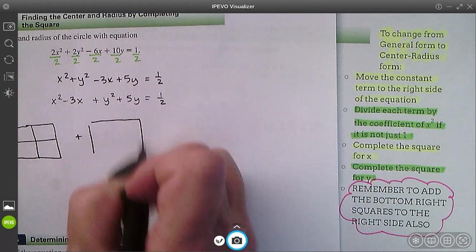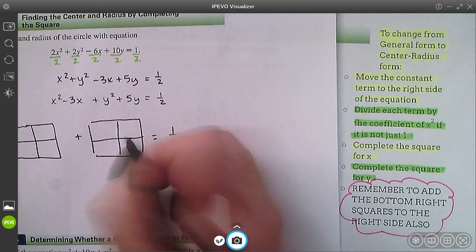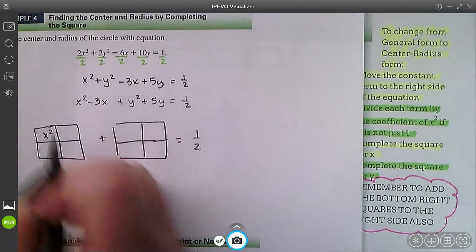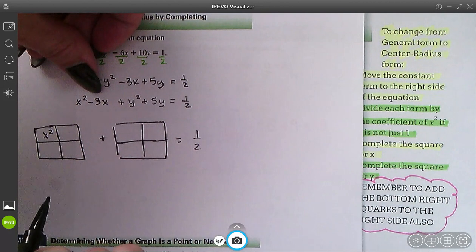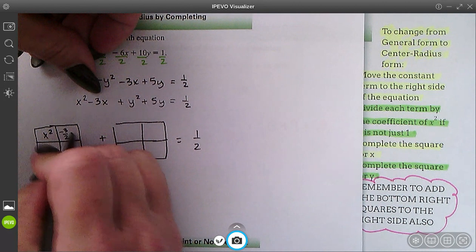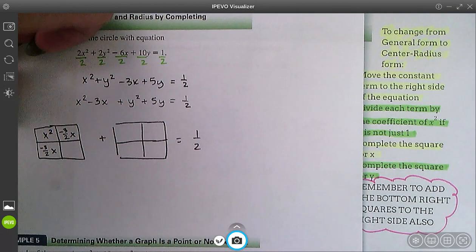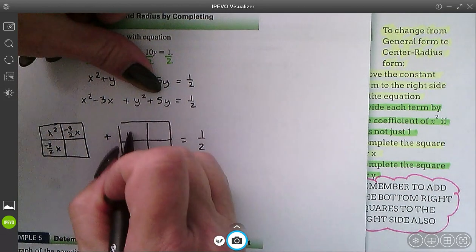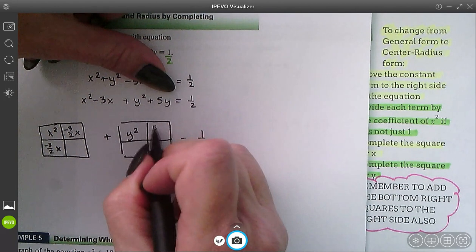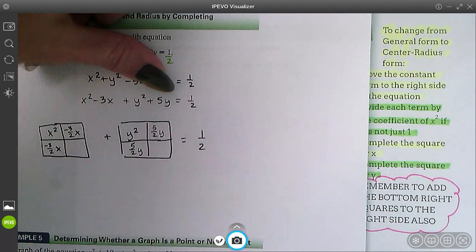Plus my y boxes equals my 1/2. And I'm going to put x squared in that top left. I have to equally split negative 3x, which means I'm going to have negative 3/2 x in each of these squares. Negative 3/2 x. Do the same for y. Y squared in the top left. Equally split 5 y's gives 5/2 y in each of these boxes.